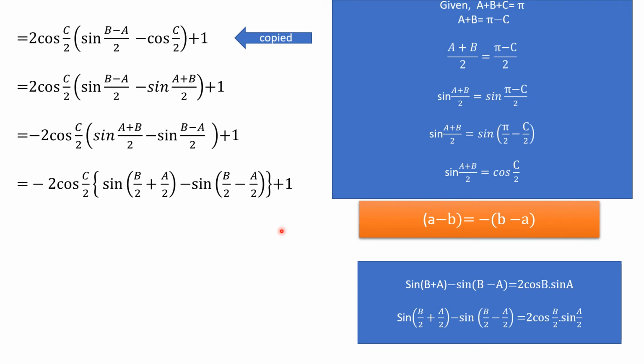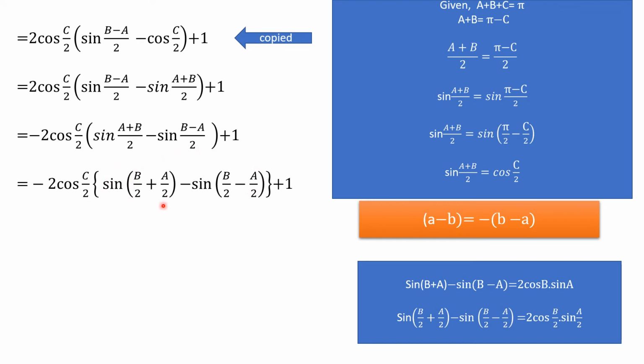Then again we know, we have learned the formula that if we are given sin (B plus A) minus sin (B minus A), we can write this as 2 cos B into sin A. So using the same concept, if we are given sin (B by 2 plus A by 2) minus sin (B by 2 minus A by 2), we can replace this by 2 cos B by 2 into sin A by 2. So this portion is same as this portion.